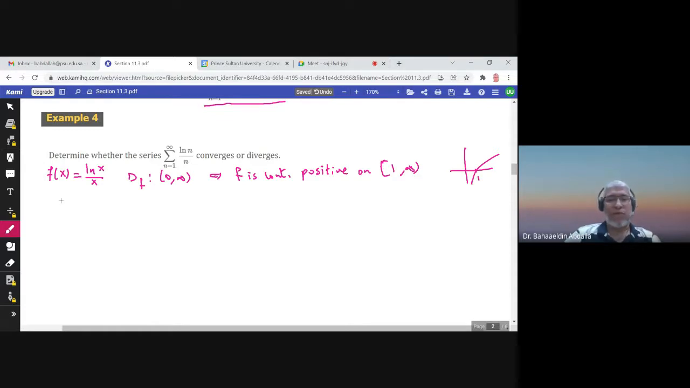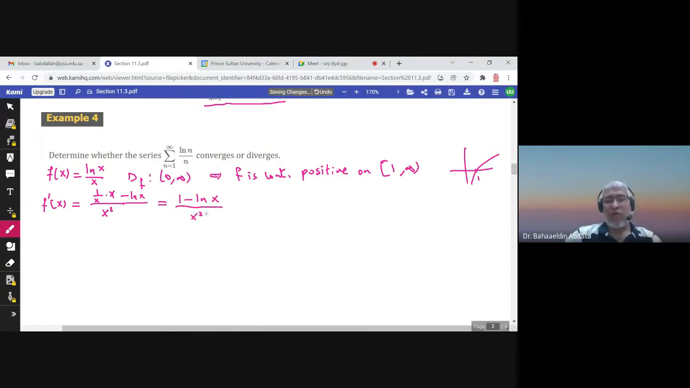All right, so let us prove that it is decreasing. So let us find the derivative, using the quotient rule. The derivative of ln x is 1 over x times the denominator, which is x, minus the derivative of x, which is 1, times ln x, all over x squared. x over x is 1, so the derivative is 1 minus ln x over x squared.